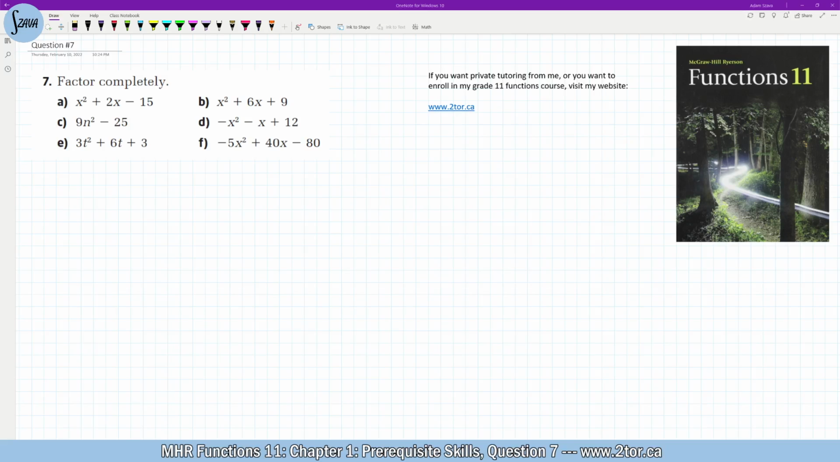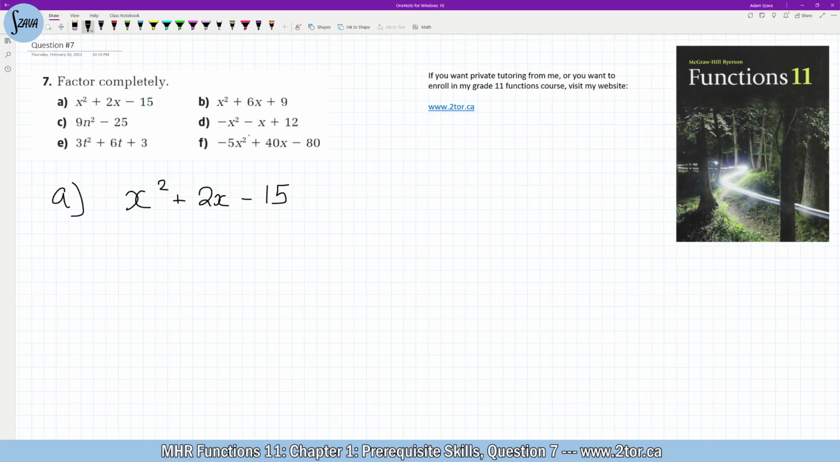Okay, so this question has 6 parts. Each one just says factor completely. So let's start with this first part. Remember, factor means break up into multiplication. I want to break this quadratic, this trinomial here, up into two things being multiplied together.